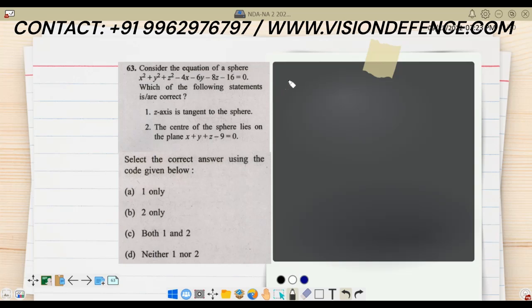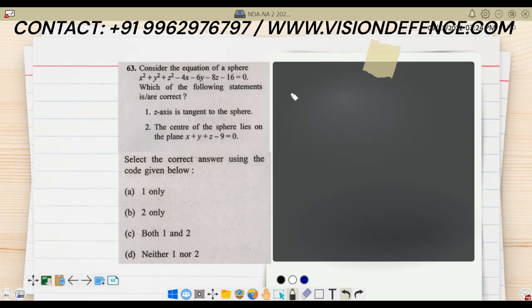So now we are going to go to the next question. The 63rd question: we have been given an equation of a sphere. The z-axis is tangent to the sphere. That means the z-axis and this sphere should have a common point. If the z-axis is tangent to the sphere, they should have only one common point. If they have two common points, that means the axis passes through the sphere. Only with one common point is the axis tangent to the sphere.